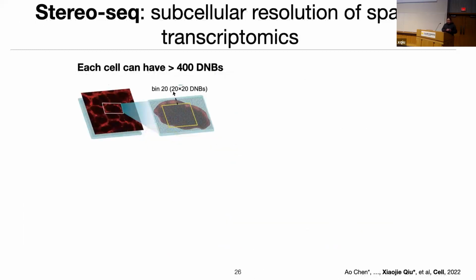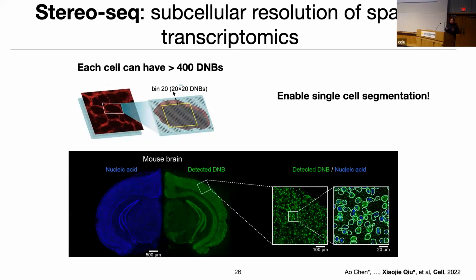As I mentioned, using this Stereo-seq, we can in principle capture up to 400 DNA nanoballs within each individual cell. And in the original report, we showed that if you overlay the segmentation from the nucleic acid staining with the detected DNA nanoballs, basically the detected RNA counts, you can see, very interestingly, that the RNA signal is enriched in the segmentations from the nucleic acid. This then motivates us to develop an algorithm that can directly use the RNA signal to perform single cell segmentation.